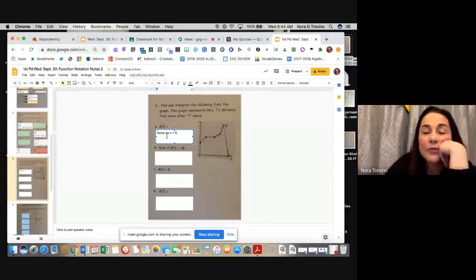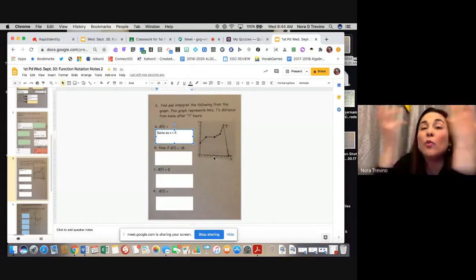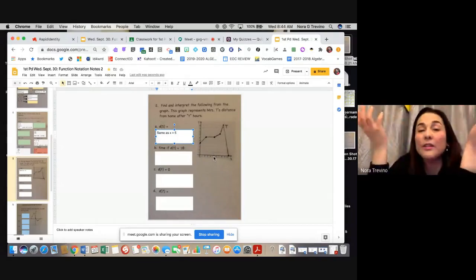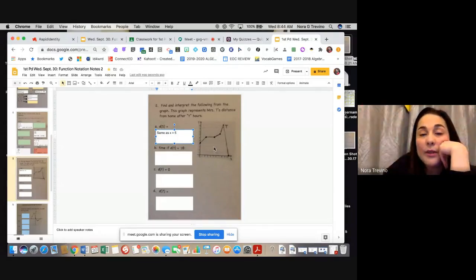It's telling me to go to my graph and to go to 5 on the x-axis. 1, 2, 3, 4, 5. And then to walk up to my graph. Okay, well, let me walk up to my graph. I want to touch the graph. Oh, here I am. I'm touching the graph.